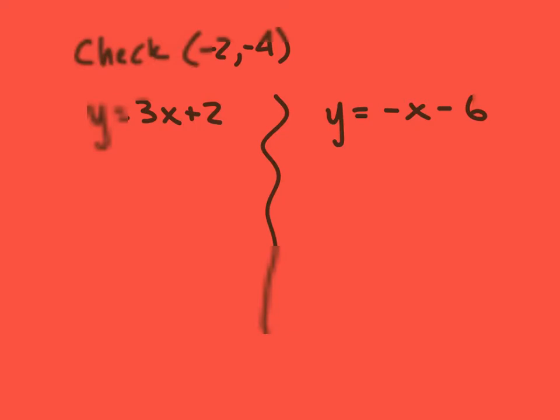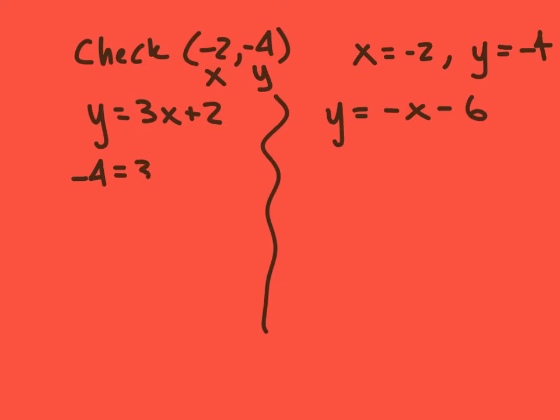So what I'm going to do, remember that each of these points contains an x value and a y value. In this case, x is equal to negative 2 and y is equal to negative 4. And my goal is I'm going to plug these into each equation and see what I get, okay? So I'm going to plug in negative 4 for y here, equals 3 times x. I'm going to substitute negative 2 in for x and then add 2. So at this point, what I want to do is just do the math and see if we get a true statement.